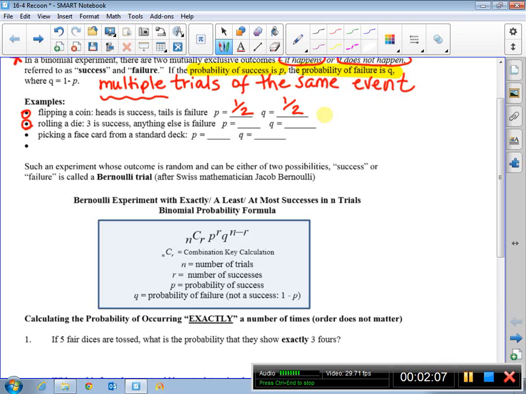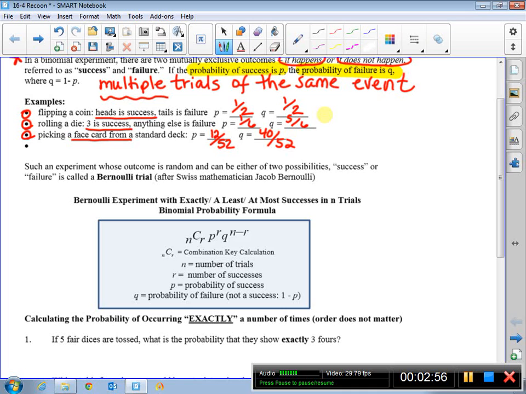If I'm doing repeated trials of rolling a die, and 3 is success, that's what I'm looking for. So the probability of getting a 3 is 1/6. The probability of not getting a 3 is 5/6. And the third example, the probability of picking a face card from a standard deck of cards. In a standard deck of cards, there are 12 face cards. This is my success, getting a face card. So that would be 12 out of 52. And the probability of not getting a face card, 40 out of 52.